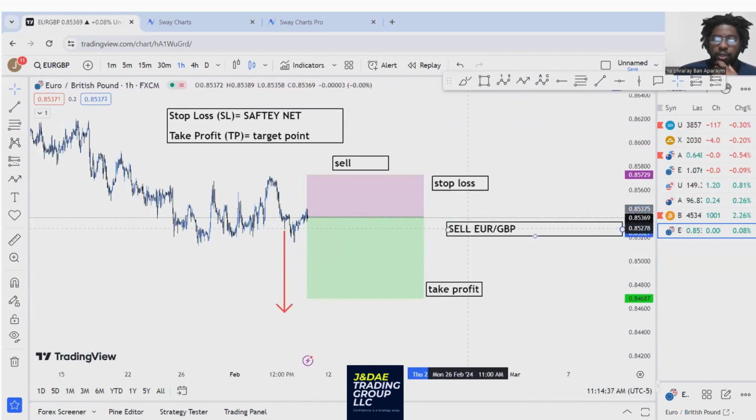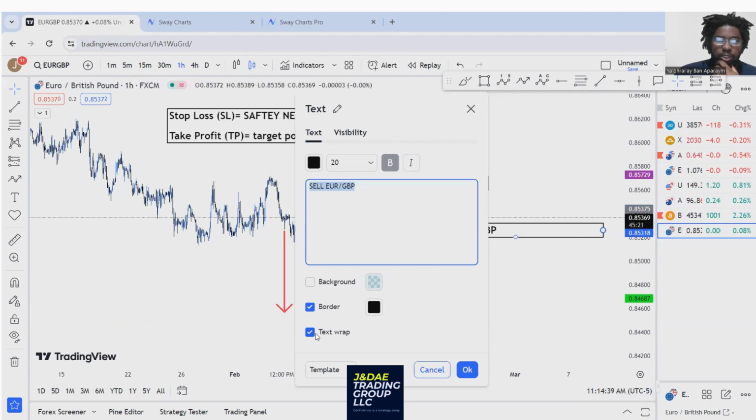So with this trade, I will write something like sell EUR/GBP, and I will have a stop loss at 0.85729, and that is 35 pips. So I'll put 35 here. 35 is just telling the amount of pips. So I'll put 35 pips.